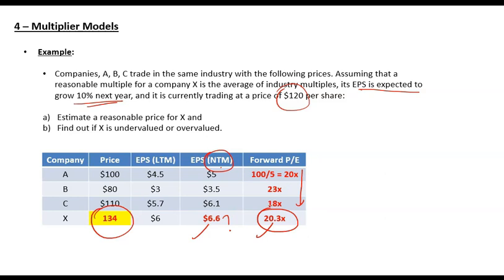20, 23 and 18. So now you compare it with price, it is undervalued and you should buy.